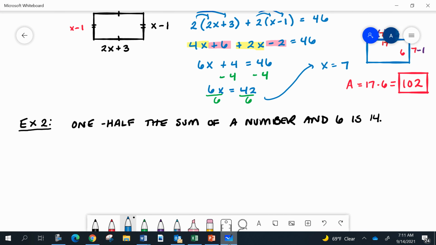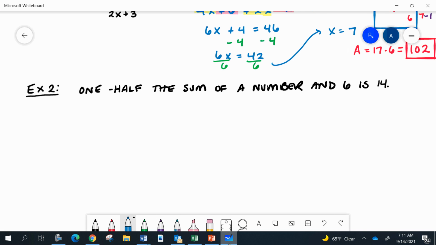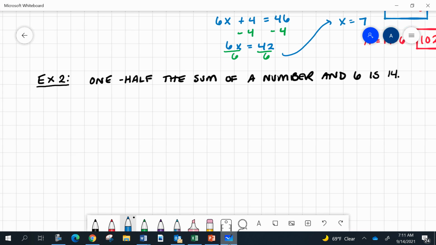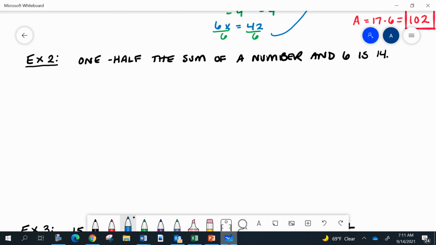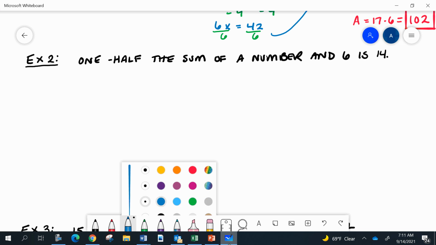We're going to run through a translating number problem, which is going to be the other type of problem you're going to see. So hit the pause key, write down example 2, and let's go through this when you're ready. All right. So what example 2 says is, one half the sum of a number and 6 is 14. Well, what I don't know here is what this number is.